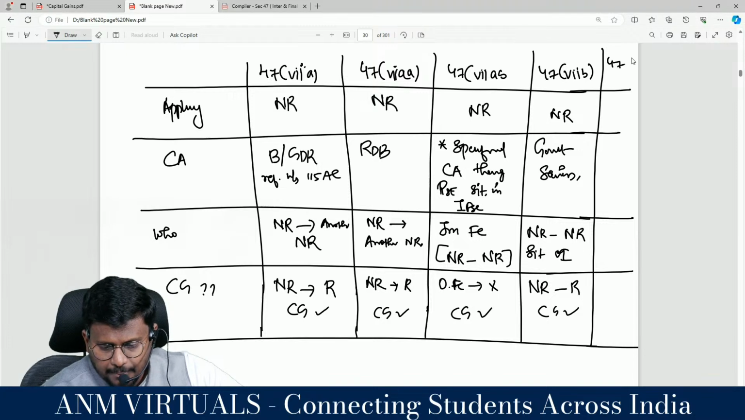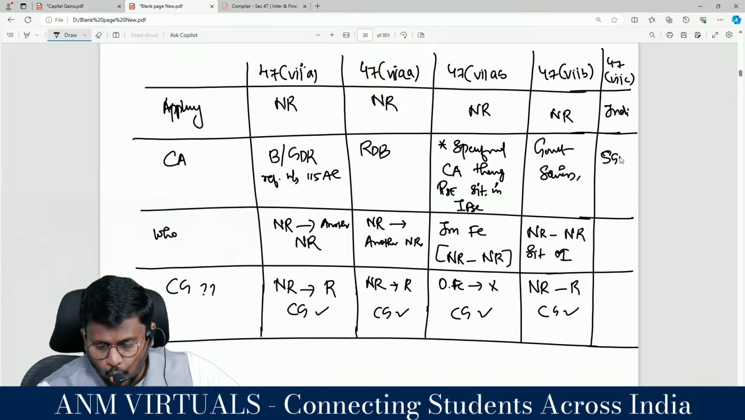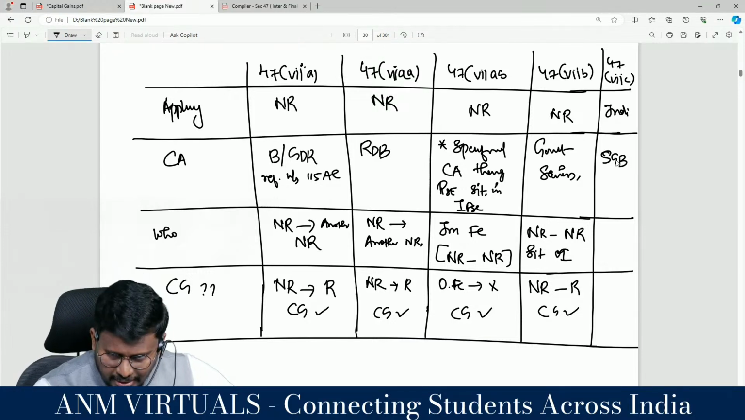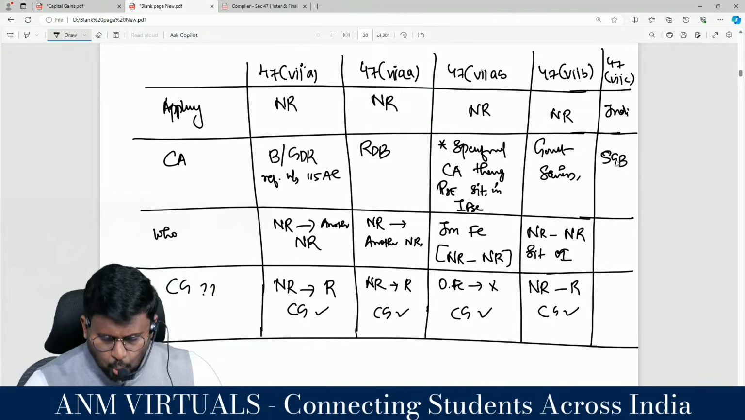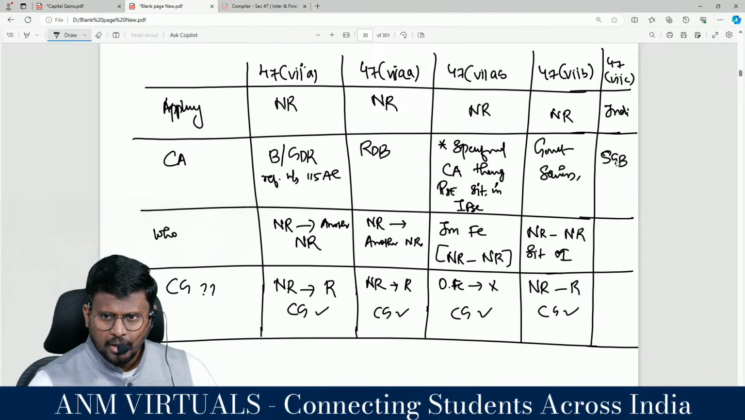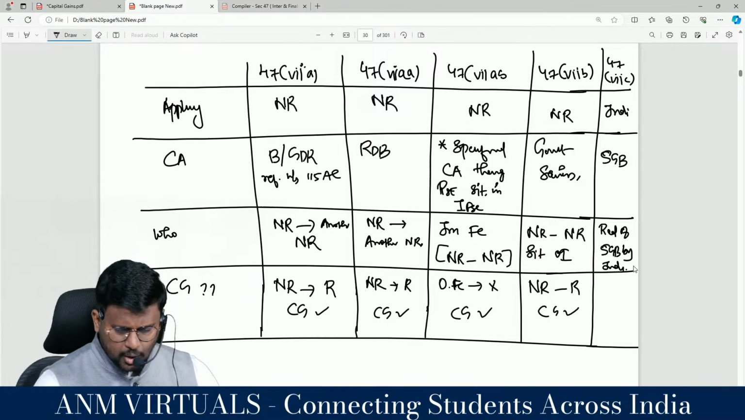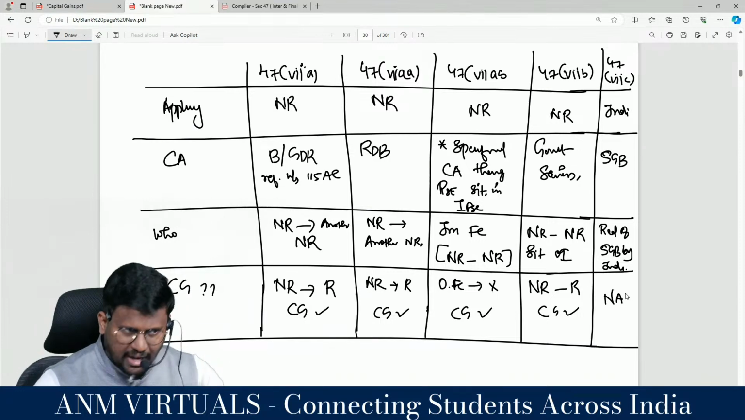47 clause 7C, which is applicable to individual. The capital asset is sovereign gold bonds. This is one of the bonds issued by RBI from time to time. Two weeks before they issued sovereign gold bonds, some series. Sir, who? Redemption of sovereign gold bonds by individual. Capital gain attracted, for now put not applicable. I will explain it to you.